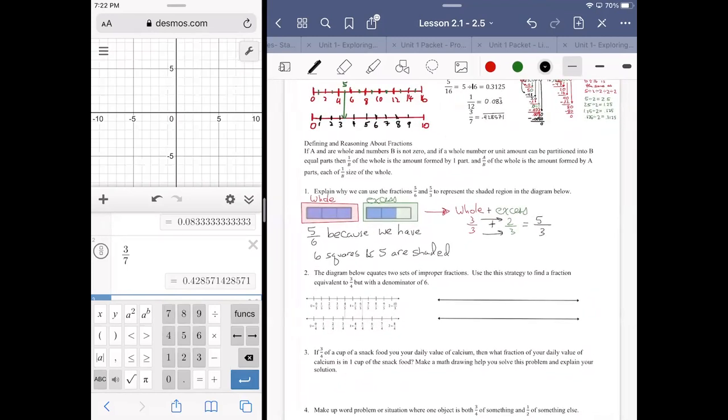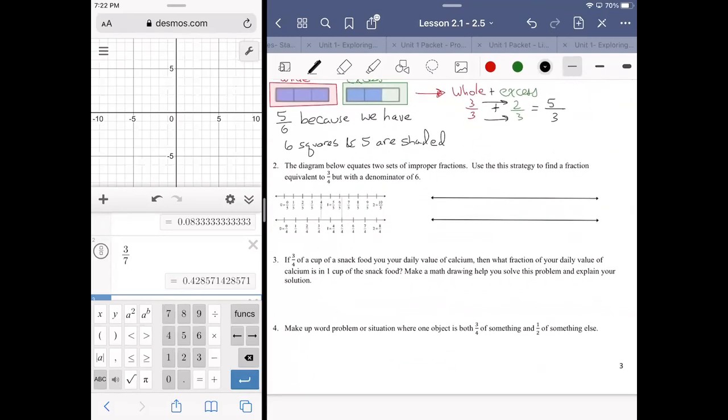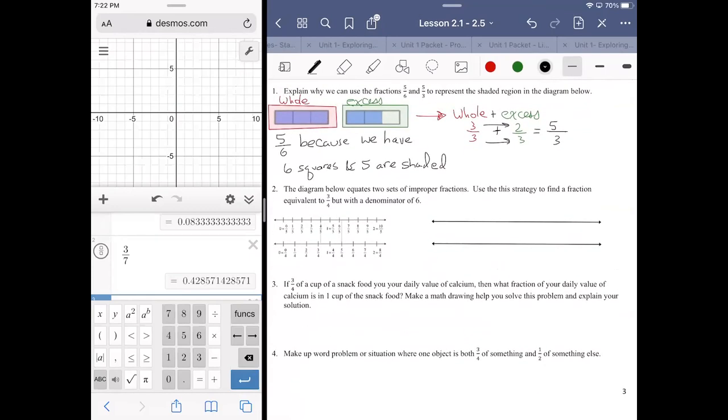Now, the second example here is along the lines of the number lines that I drew above, where it says the diagram below equates two sets of improper fractions. Use a strategy to find a fraction equivalent to 3/4, but with a denominator of 6, right? So it's telling us to take a base 4 and make it into a base 6. So you've got the strategy that's identified there. That's all well and good. I need to have 3/4, but with a denominator of 6, okay? So I've got my base 4. Zero. I'll mark it up above.